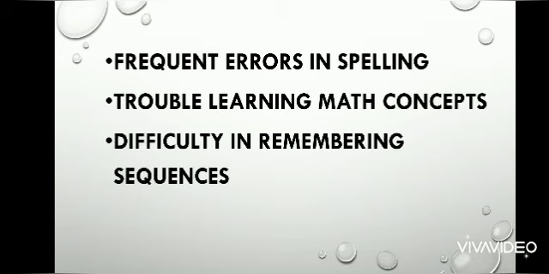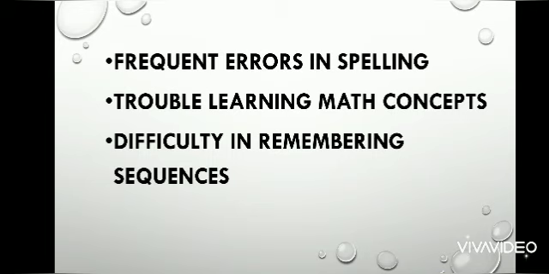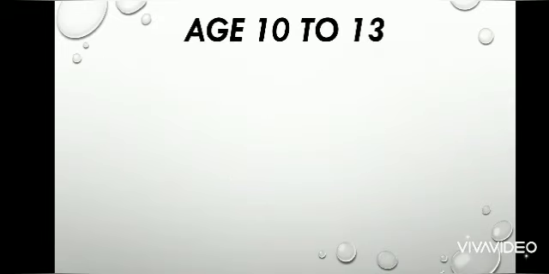Next we have here is difficulty in remembering sequence. For example, if you have given a task to a person with SLD with a specified sequence, he has to do that work in sequence. So he will have to remember that proper sequence that you have demanded of him. So he will have such kind of problem with sequencing different things. So it was all about age 5 to 9.